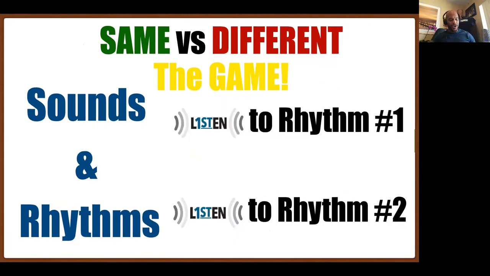Almost there. Here's our game. It's going to get a little more challenging. Uh-oh, now I'm going to play the rhythm. I'm going to still play the trees and the apples, but I'm going to sing them with my sticks. Can you do this? Let's see. Listen to rhythm number 1. Rhythm number 2.